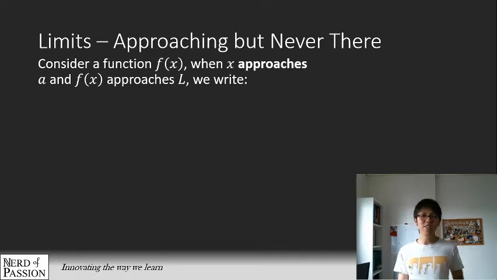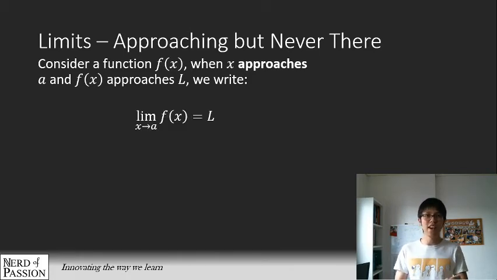Okay, now for a small formal definition, consider any random function f(x). Could be x squared, x cubed, 5x plus 3, pretty much anything. When x approaches a number a, any random number, and the function f(x) approaches a number L, we write it as the limit of f(x) as x approaches a equals L. I'm just writing it in mathematical form, because you don't want to write the sentence "when x approaches a, the function approaches L" all the time. So we can make it more compact into this little equation right here.